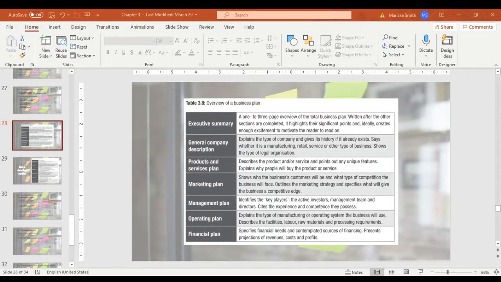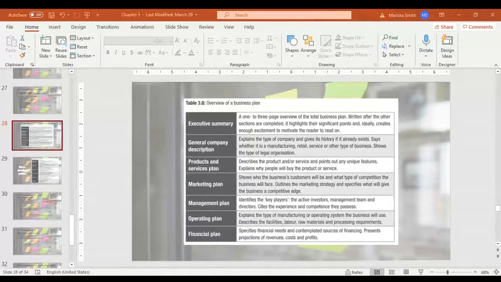And the last one is your financial plan. So this is where you basically just explain the different sources of financing that you have. Okay, so did you get 20% of your money from investors, 30% from a bank loan? Where is the money coming from?